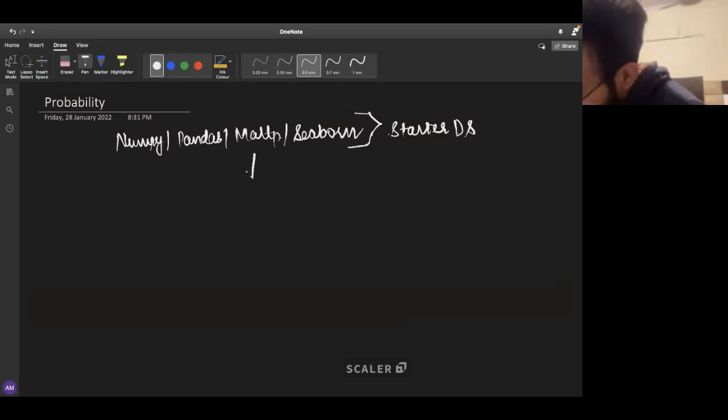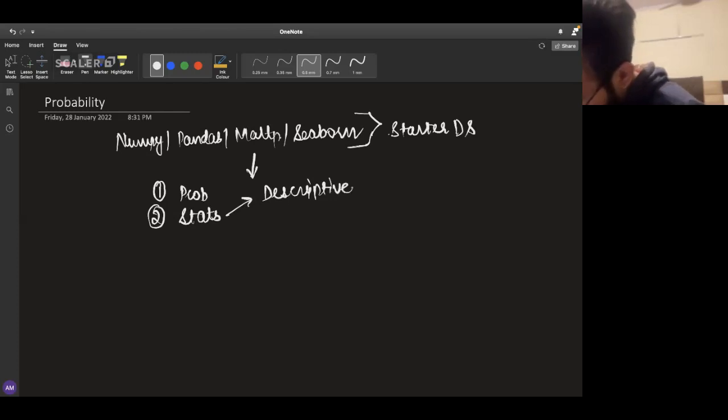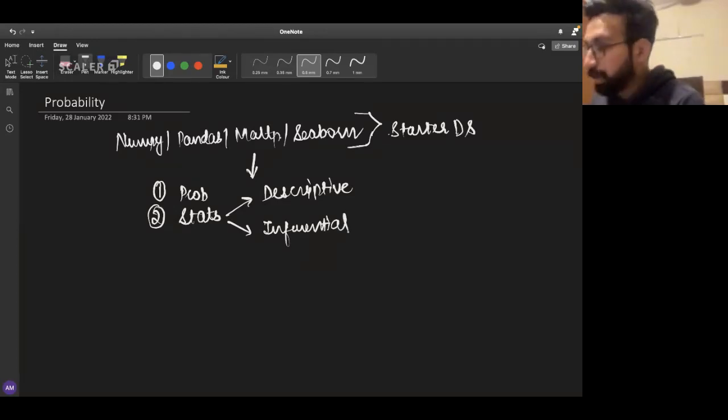Now, let's start building the background. For building the background, first we'll do probability. Second, we'll do stats. Here we'll do descriptive stats. Next, we'll do inferential stats. Is the writing problematic or good? Is it visible? Give me a thumbs up if it is okay. Perfect. Cool.